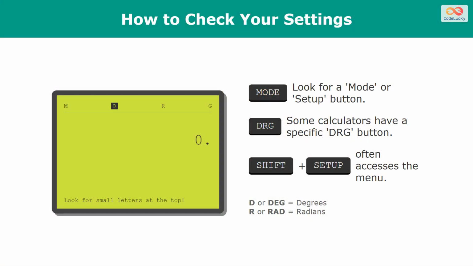So, how do you check your calculator's mode? Look closely at the top of the display. You will usually see a small letter D or the word DEG for degrees. For radians, look for an R or rad. To change it, look for a key marked mode, setup, or DRG on many modern calculators. You might need to press Shift and then Setup to access the configuration menu.